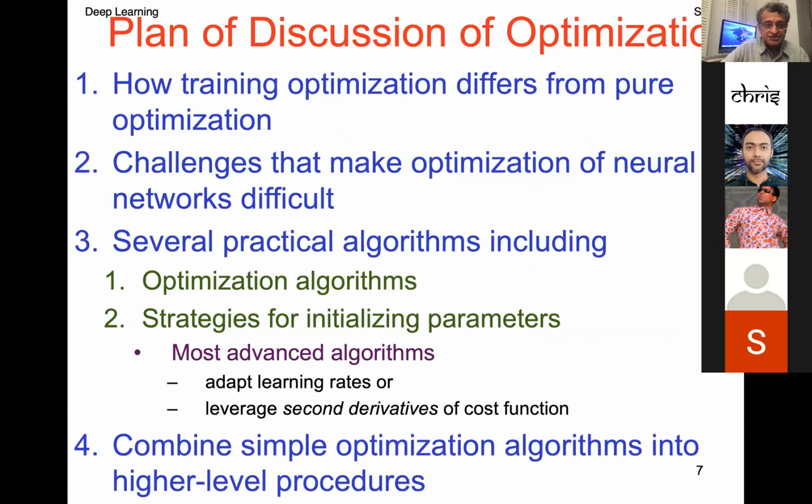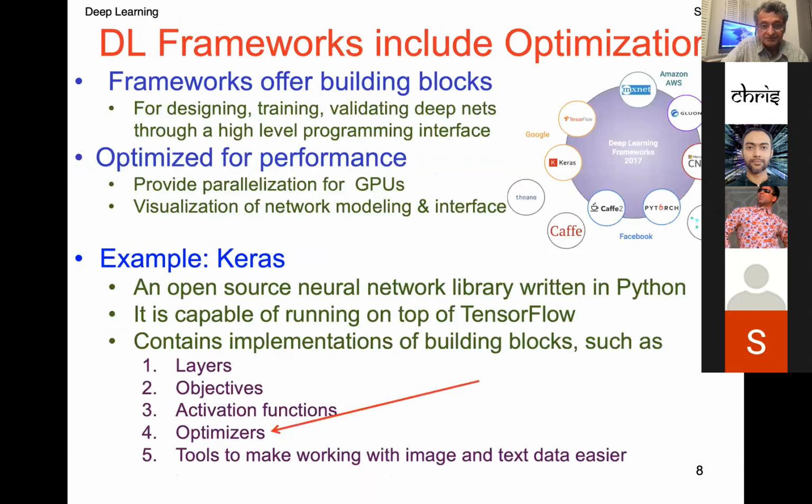Our plan of discussion is: how does training optimization differ from pure optimization? We've already talked about that a bit. Then the challenges that make optimization of a neural network difficult, and several practical algorithms, including strategies for initializing parameters. Most advanced algorithms adapt learning rates or leverage second derivatives of the cost function, or combine simple optimization algorithms into higher-level procedures. Those are the meta-algorithms.